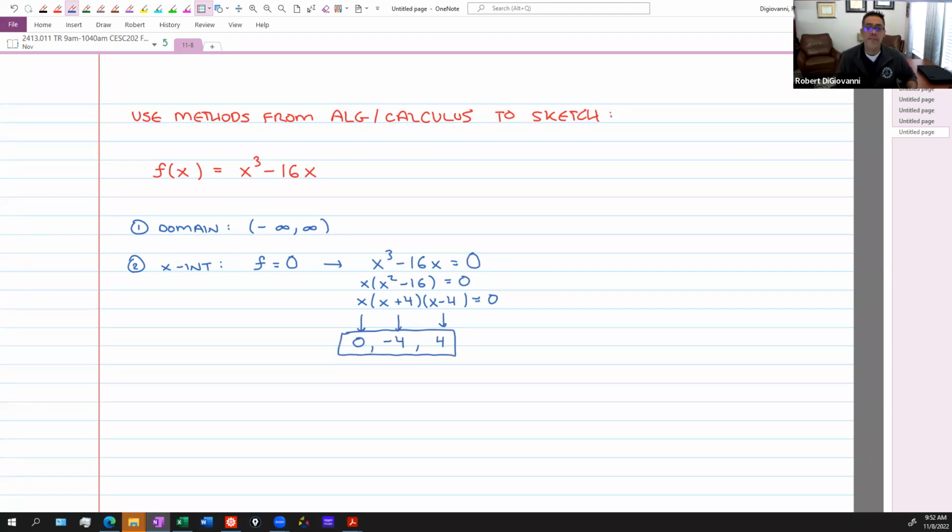We good? All right, y-intercepts. You will only ever have one y-intercept on a function. So to do this, what we do is we plug 0 into the function. And if you plug 0 into this function, you get 0. So you only have one y-intercept. So far, okay?